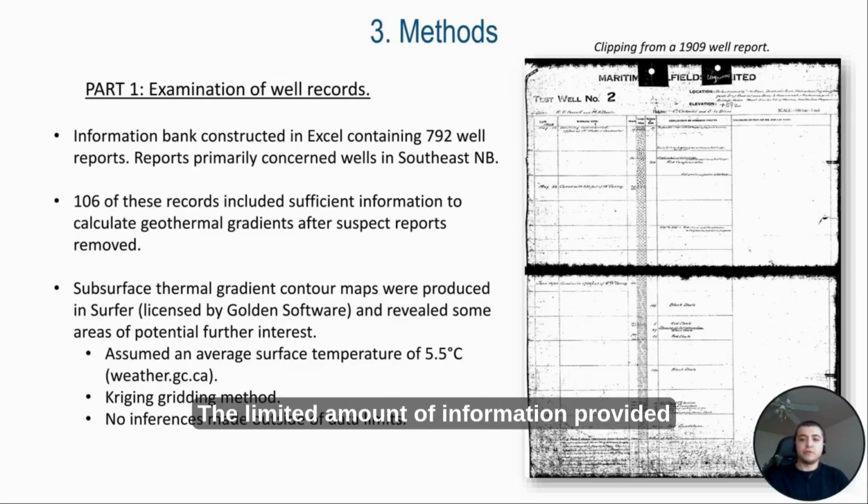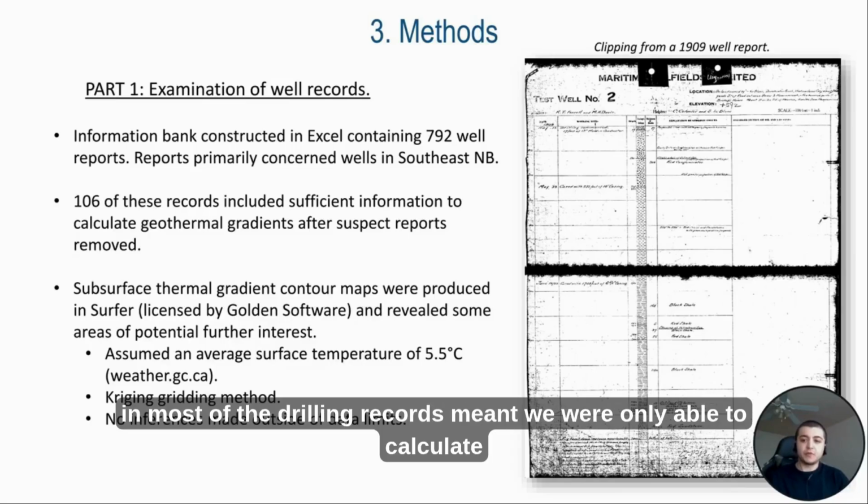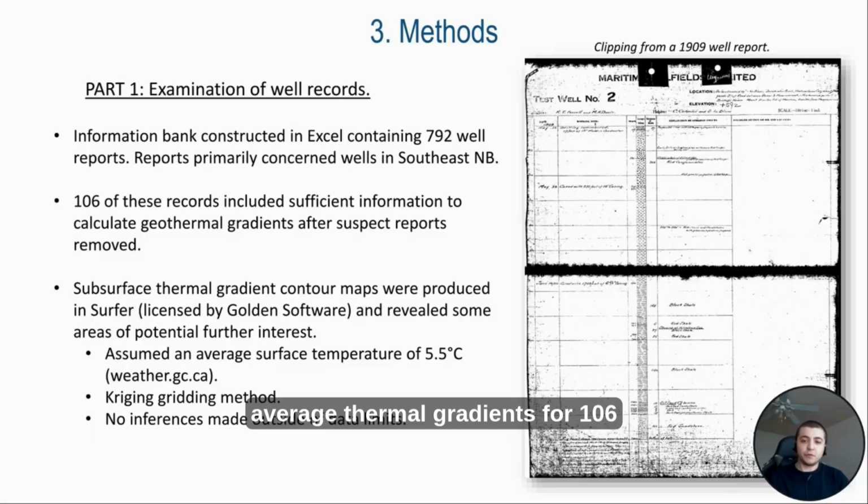The limited amount of information provided in most of the drilling records meant we were only able to calculate average thermal gradients for 106 of the 792 wells. But we took these 106 points plus 10 others that we took from other studies, and used Surfer, which is a map-making software, to produce a variety of geothermal contour maps for New Brunswick.